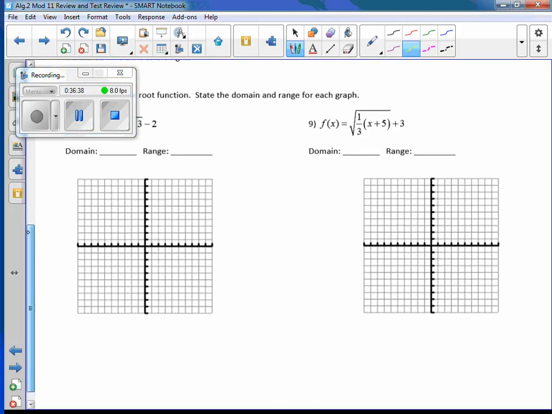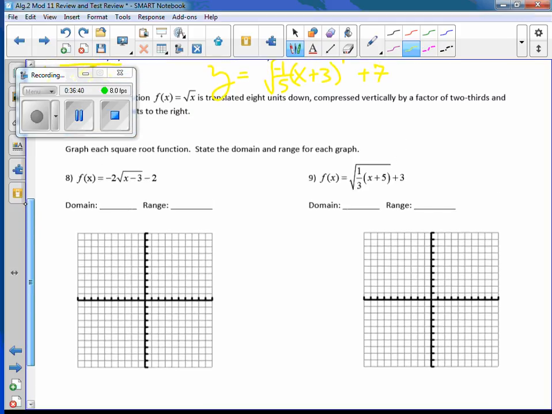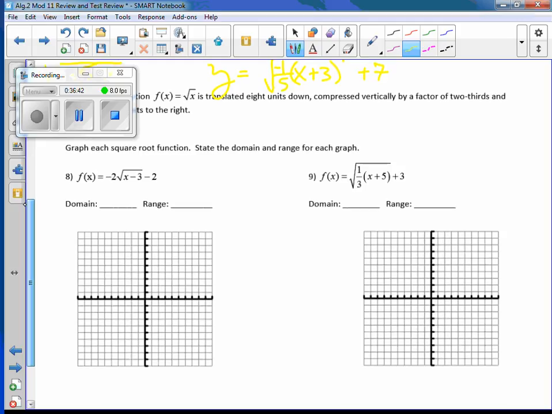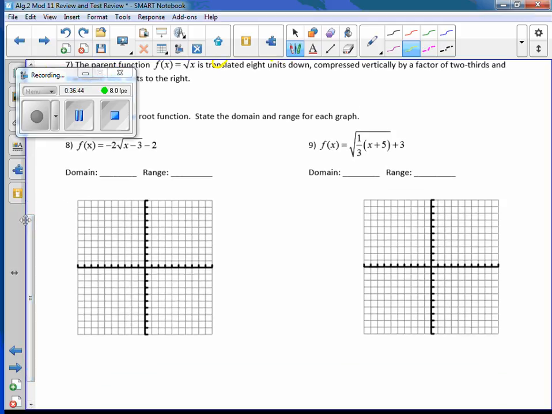So on number 9, first, do we have to state transformations? No. But I'm going to go ahead and just do it anyways, just so you can get practice. All right, so this plus 5 right here, that's going to shift the graph left 5 units. And the plus 3 on the outside moves it up 3. And you see this 1/3 right here? Okay. So remember, b is what's in the denominator. Since b is equal to 3, that's a horizontal stretch.